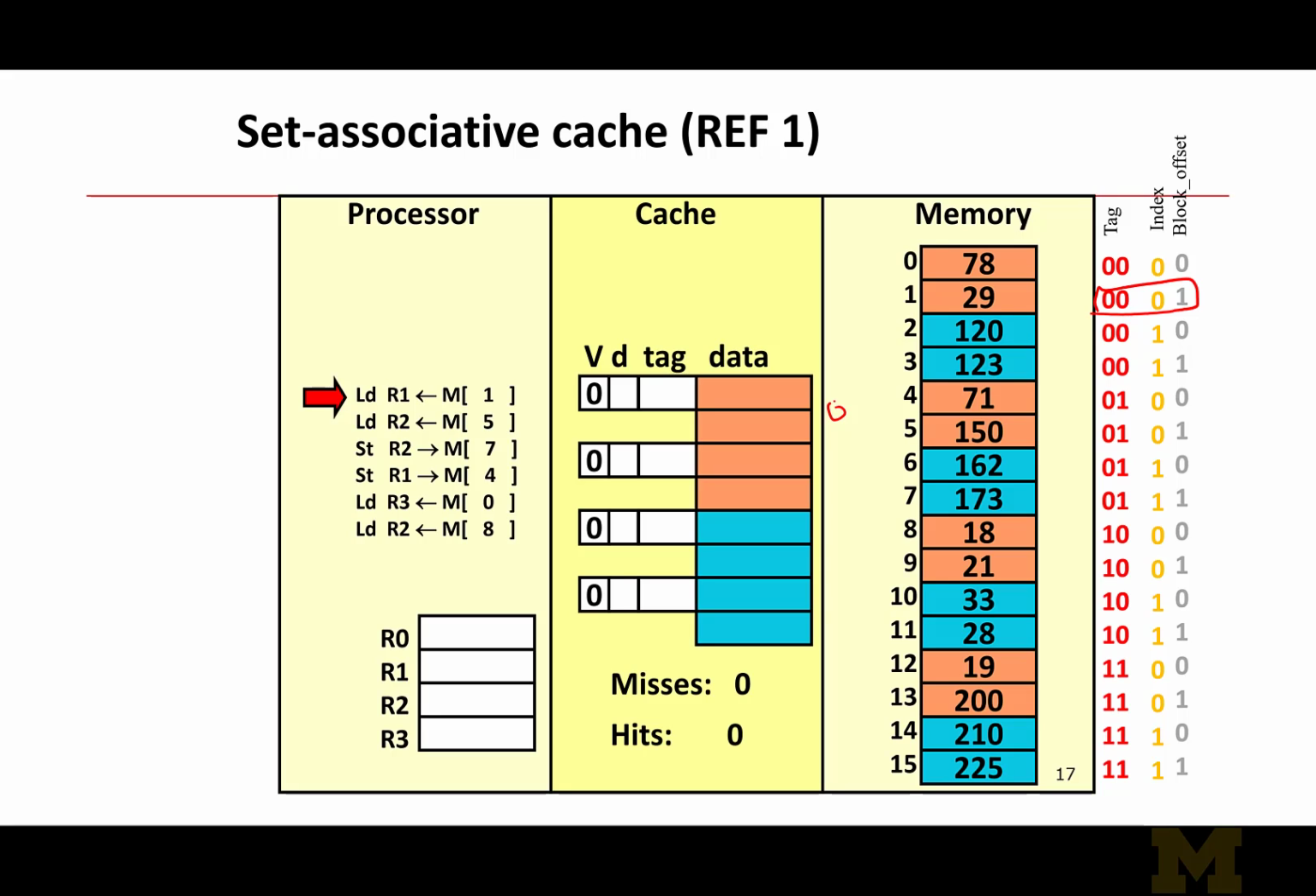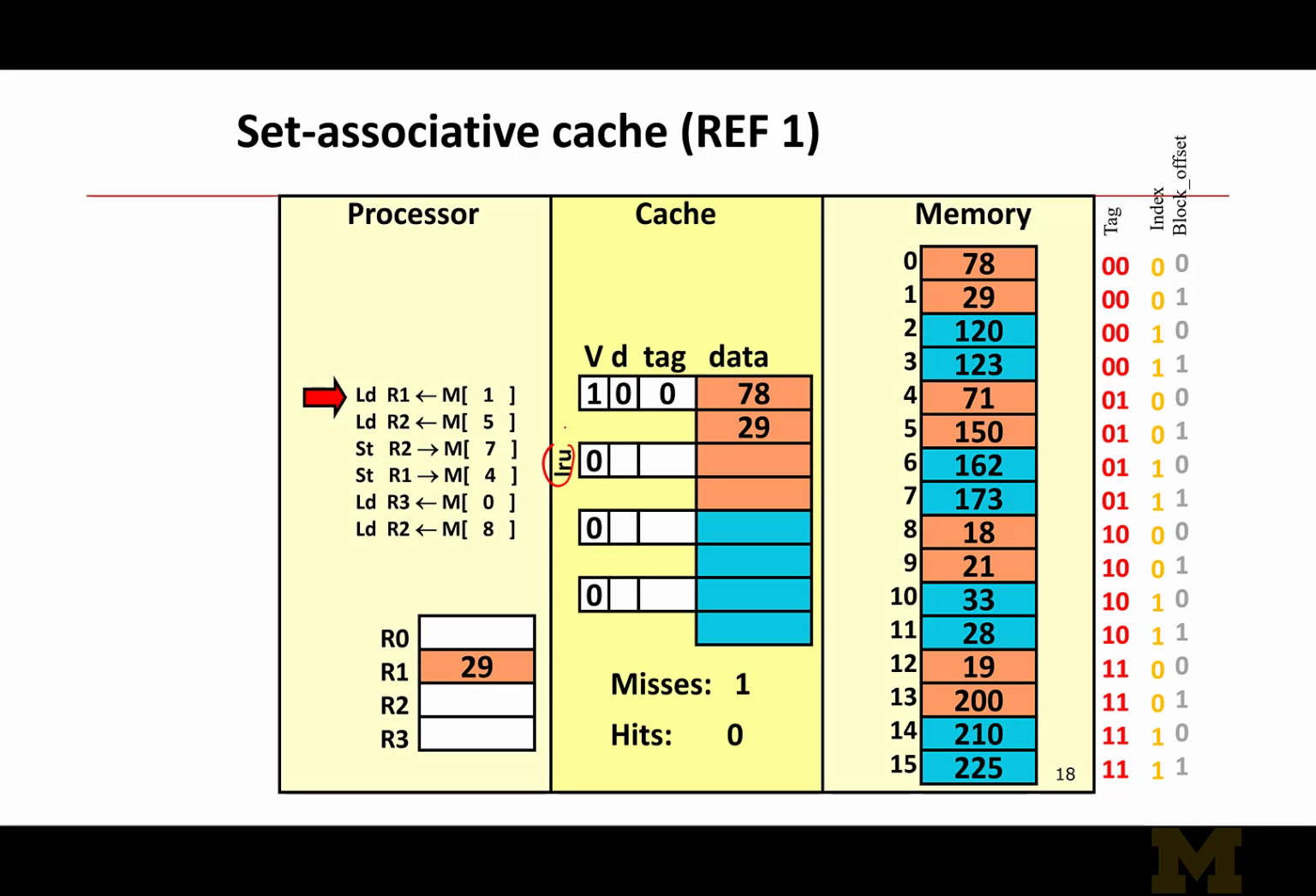And I'm going to check the tag. Well, the tag doesn't match, and the valid bit is also not set, so clearly this is a cache miss, and I have to bring in this cache block into the cache, and I would store it. That's exactly what I did. And so we have to also keep track of the LRU now.